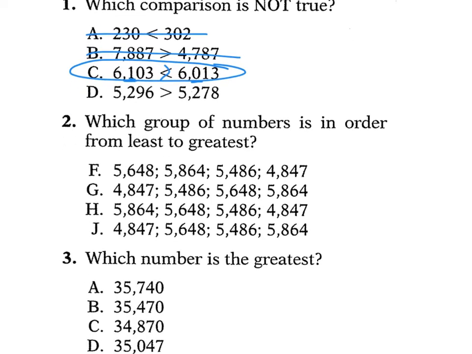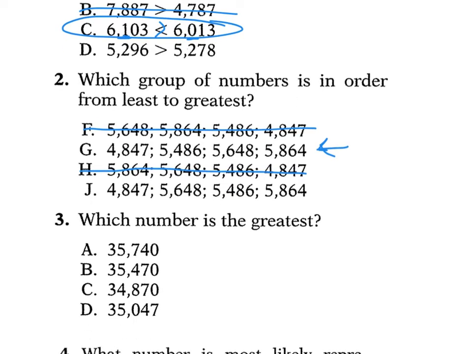For number 2, which group of numbers is in order from least to greatest? So we have 4,000 here, so 4,000 is obviously going to be less than 5,000, so we can cancel out F and H. So we're left with G and J. So next, looking at G, we have 4,847, that's going to be our smallest. Then we have 5,486, 5,648, and 5,864. So this one is a top contender because it's in order from least to greatest, but let's just check out J to make sure.